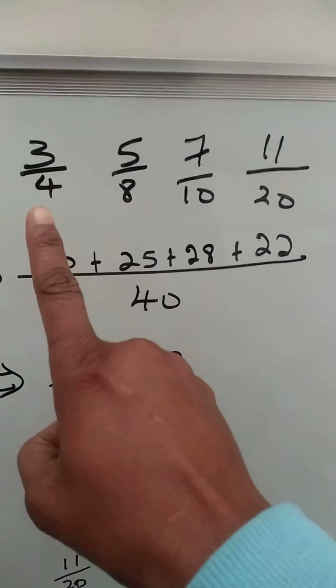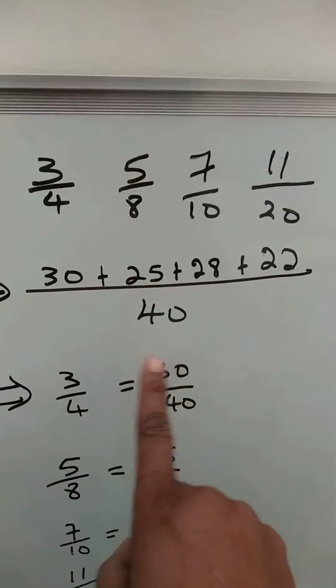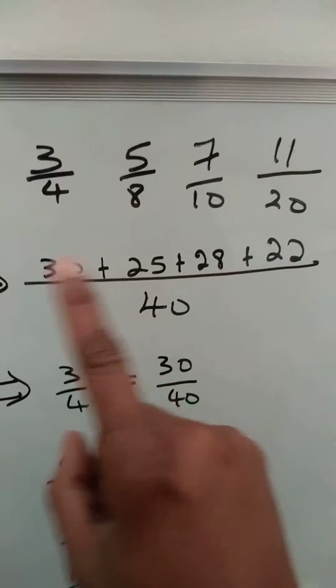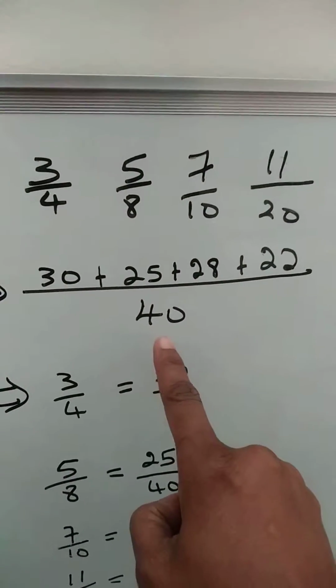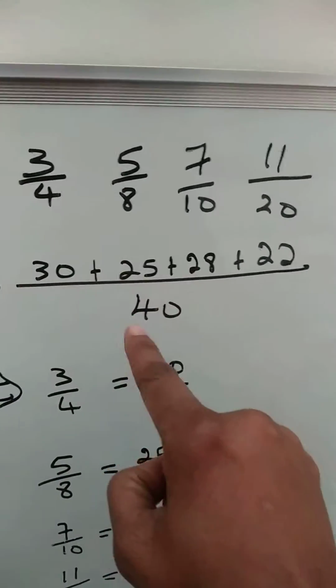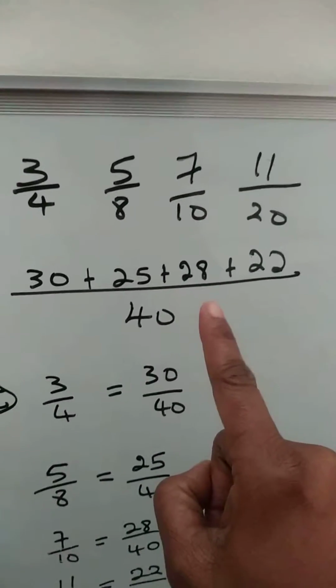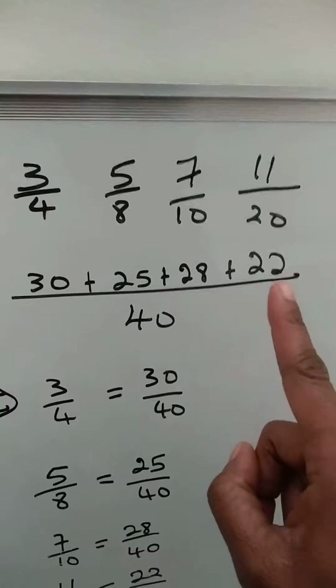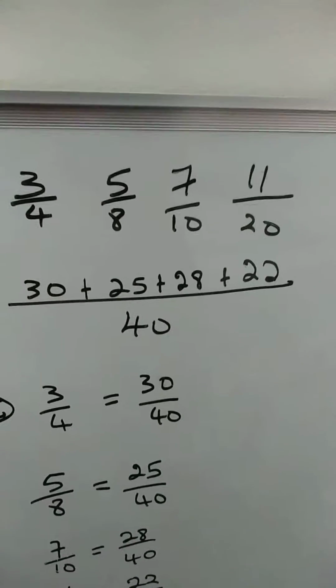Divide 4 for the first fraction into 40, it goes 10 times. 10 times 3 is 30. 8 into 40 goes 5 times. 5 times 5 is 25. 10 into 40, 4 times. 4 times 7, 28. 20 into 40 goes 2 times. 2 times 11 is 22.